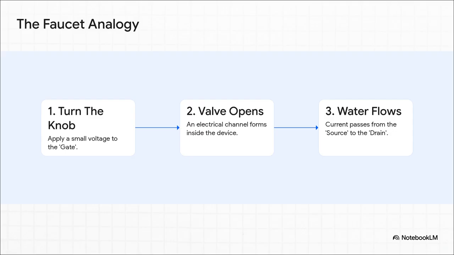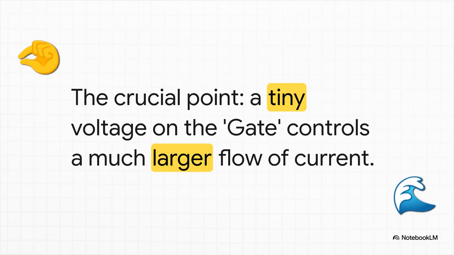That's step two. As soon as that channel is open, current can rush from the source to the drain. And that's your flow. That's step three. Take the voltage away from the gate, the channel closes, and the faucet is off. Simple as that. So here's the crucial point, the real magic of it all. A tiny, almost effortless signal on the gate gets to control a much larger flow of current between the source and the drain. It's all about that leverage. That's what makes it the perfect, microscopic, controllable switch.